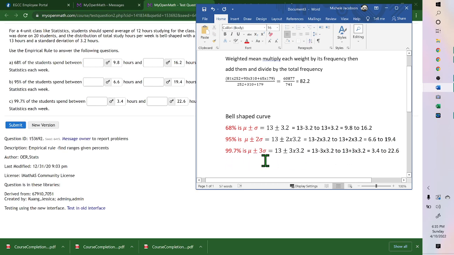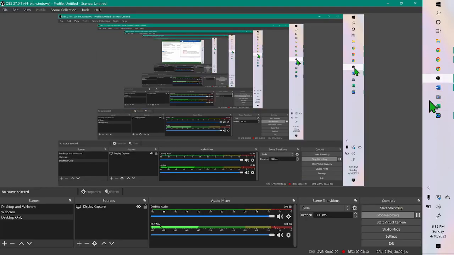99.7% of the data is within 3 standard deviations. And so we multiply by 3. 13 minus 3 times 3.2 and 13 plus 3 times 3.2. And that's where you get the 3.4 to 22.6.